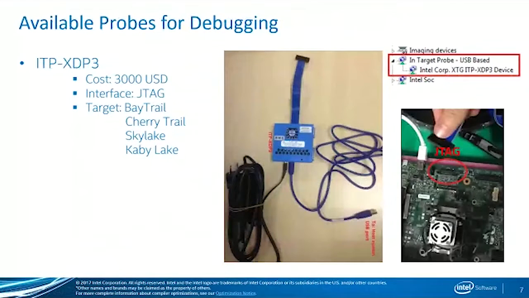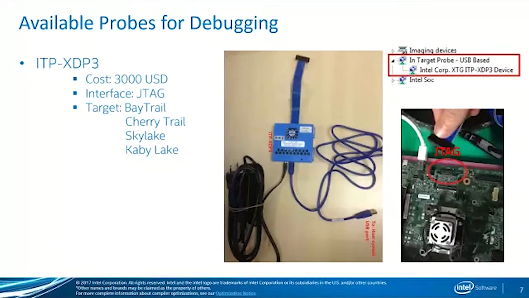Now, let's see what those hardware connectors are. The first one is the oldest one in our support list. It's called ITP-XDP3. It uses a JTAG interface to connect to the target CPU directly. With this probe, users can have a debug connection to Bay Trail, Cherry Trail, Skylake, and Kaby Lake. From the photo, you can see it attached to a JTAG socket on the board, which means customers have to remove the case and mount a JTAG connector onto the board. Moreover, the price is not friendly at all.